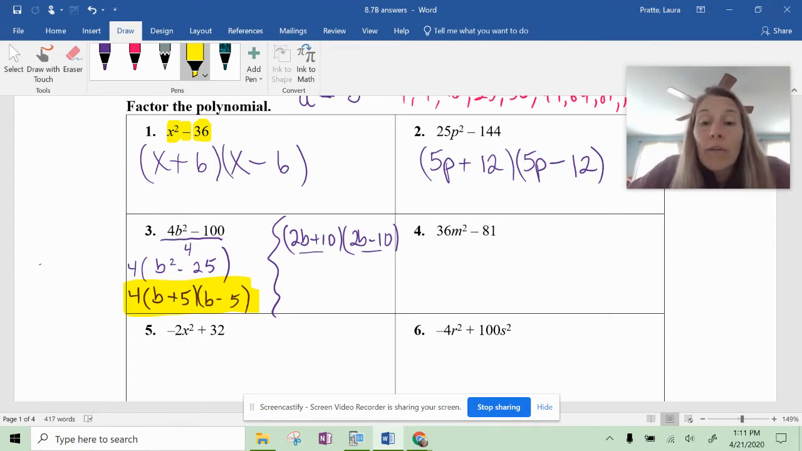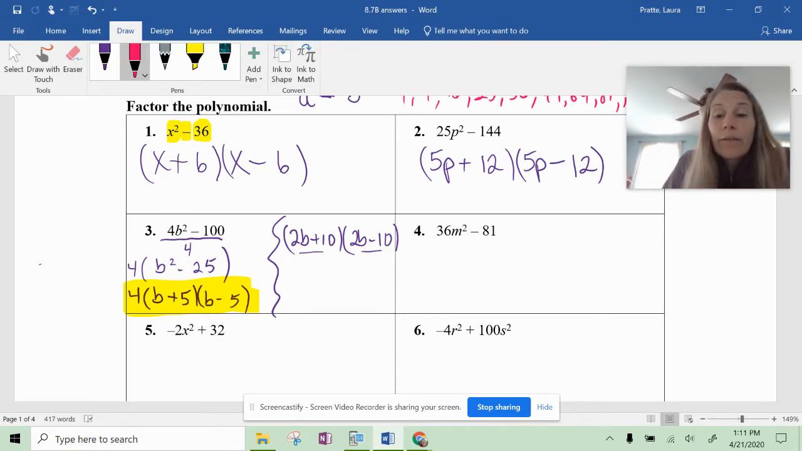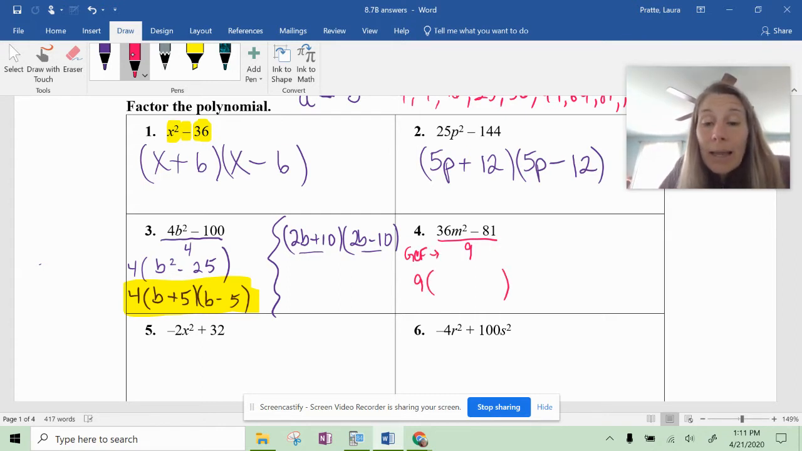So same thing for number 4. What is our GCF on number 4? Well, 36 and 81 are both perfect squares. However, they're both divisible by 9. So you want to take out that GCF of 9 first. When you divide each of these by 9, then you have 4m squared minus 9.